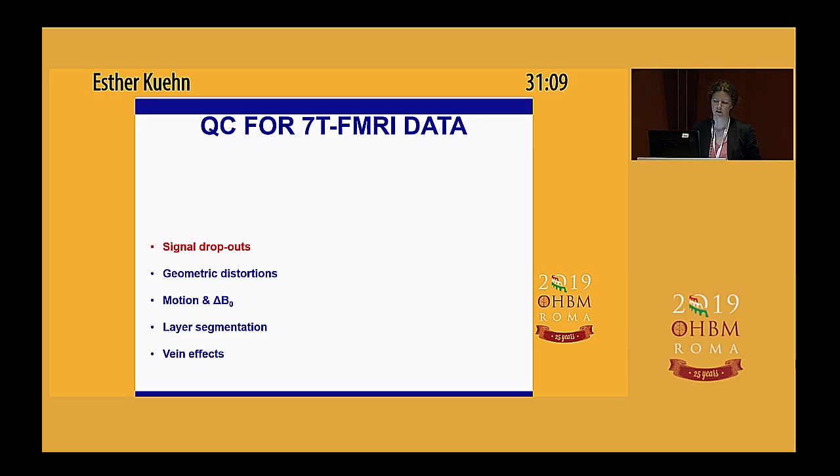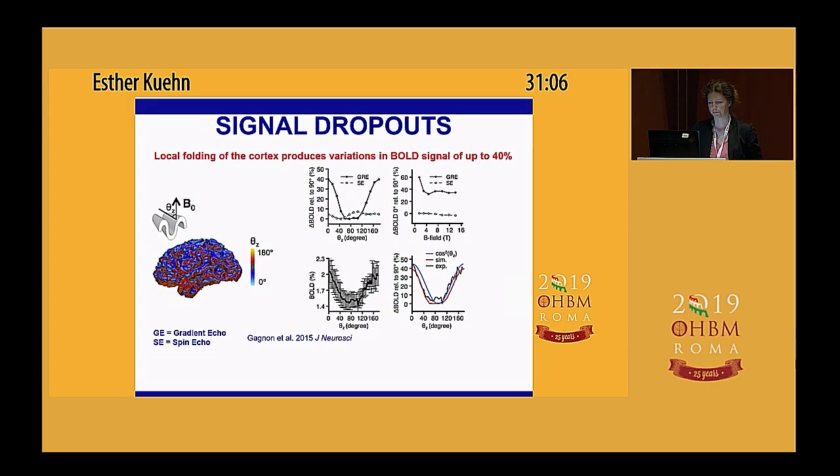So let's just start with the signal dropouts. Signal dropouts can be quite a serious concern, particularly when you look at subscale functional imaging data. This study used 2-photon microscopy in rats and mice to see how the BOLD signal depends on the orientation of the cortical surface to the B0 magnetic field.